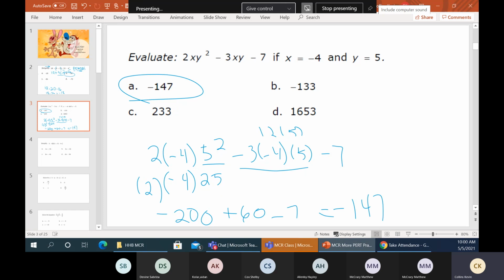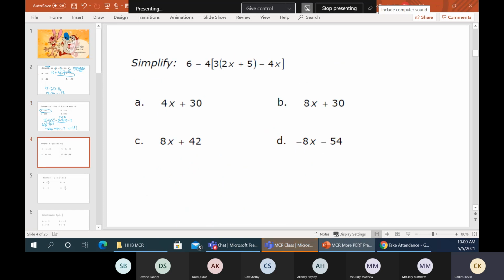All right, let's go ahead and try another one. Okay, so they just want this guy simplified. So this is a lot of distributive property stuff. And what you want to do is start with this guy here on the inside and work your way out. And see which answer you come up with.